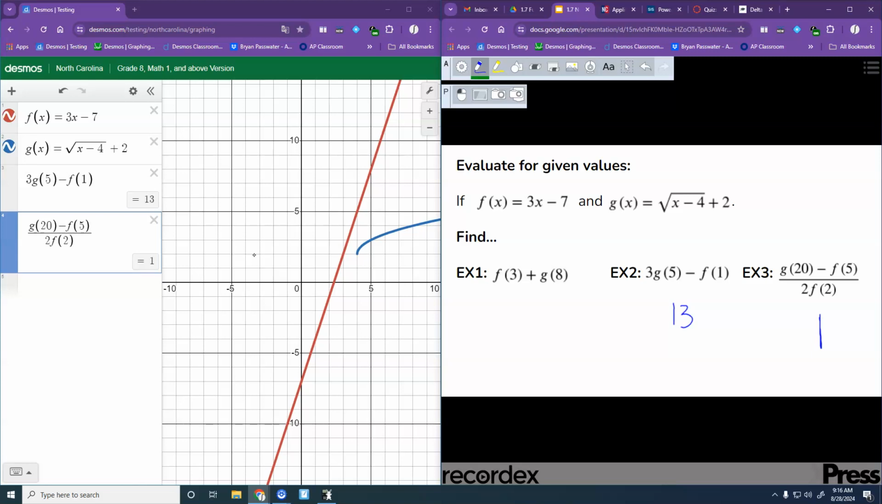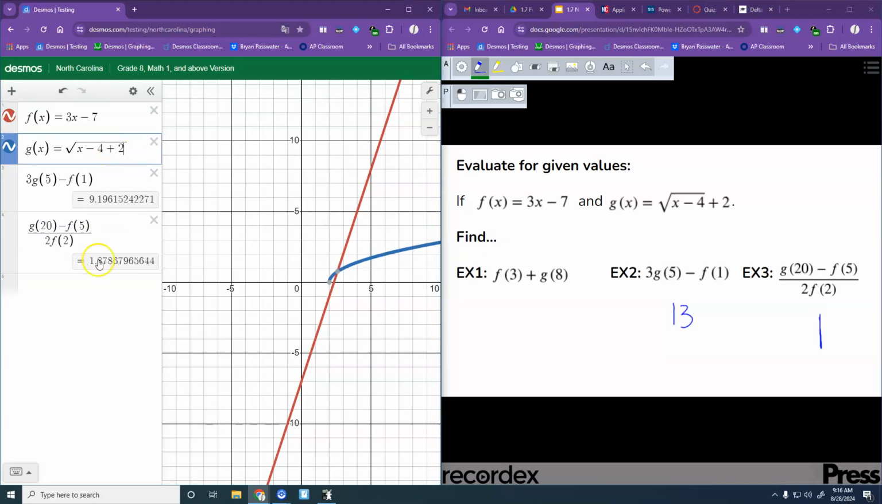Okay. If you did not get 1, look at your neighbor, see if you can tell what you messed up on that. Check for your letters. Check to make sure your equations are right. If you get 1.878, you might have your square root line going all the way out. I know we were doing that a lot when we were graphing too. Okay. Everybody good?